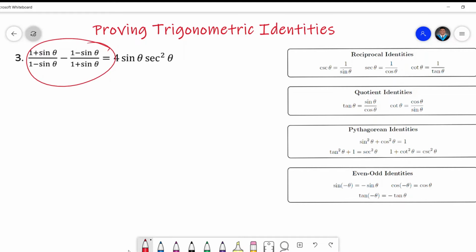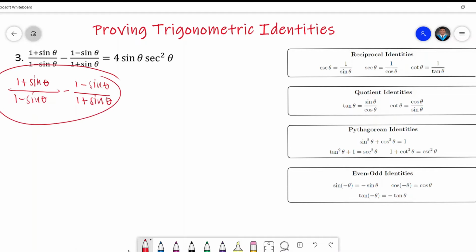Now in this case, obvious naman that the left side equation is more complicated than the right side equation. So that means mag-start tayo with (1 plus sine theta) over (1 minus sine theta) minus (1 minus sine theta) over (1 plus sine theta). So that means we are going to simplify this one and see to it na ma-prove natin that this side of the equation is equal to the right side equation.